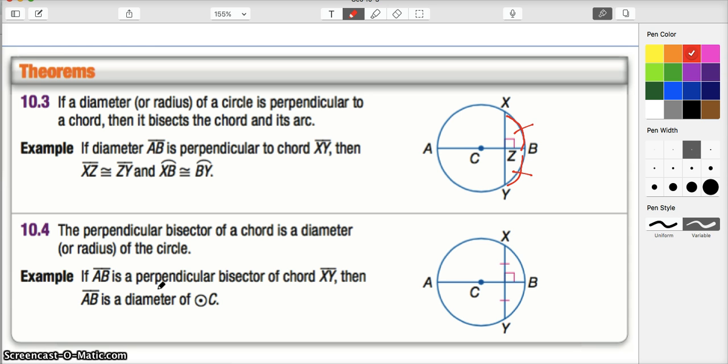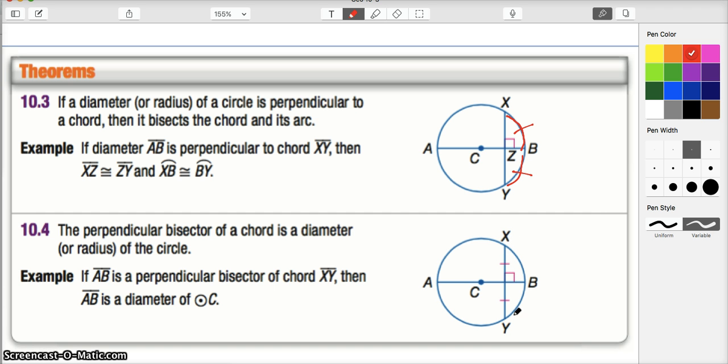Let's take a look at 10.4. The perpendicular bisector of a chord is a diameter or a radius. So if I have a chord, this chord XY, and I'm given that it is cut in half by this segment here, I know that these segments have to be the diameter or the radius. That's a little subtle. I'm going to repeat it again.